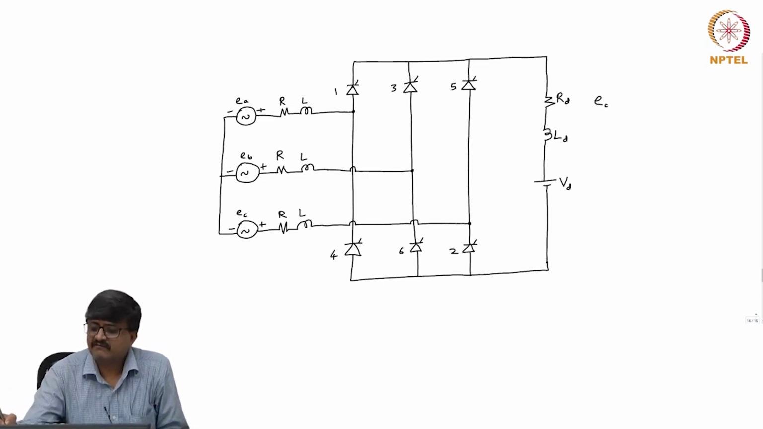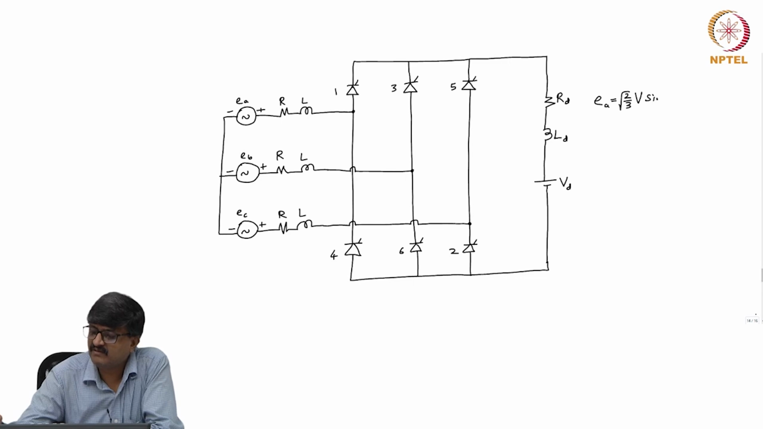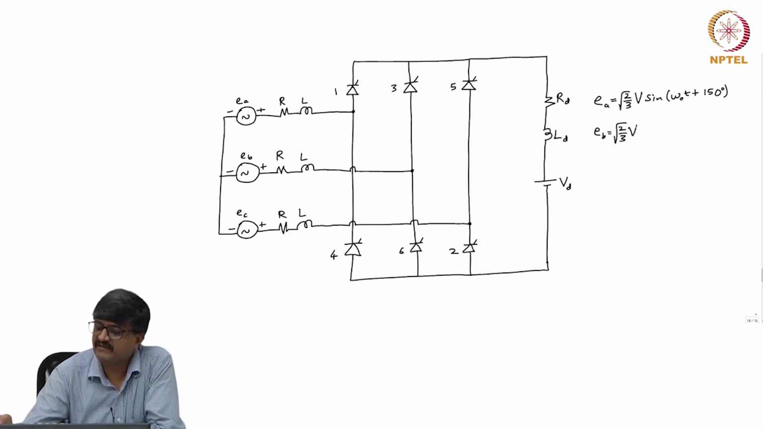So, VD is the voltage across this voltage source, RD is the resistance, LD is the inductance. So, we have the same expressions for EA, EB, EC, which we have been using: EA is root 2 by 3 V sin(omega_o t plus 150 degrees), EB is root 2 by 3 V sin(omega_o t plus 30 degrees), and EC is root 2 by 3 V sin(omega_o t minus 90 degrees).